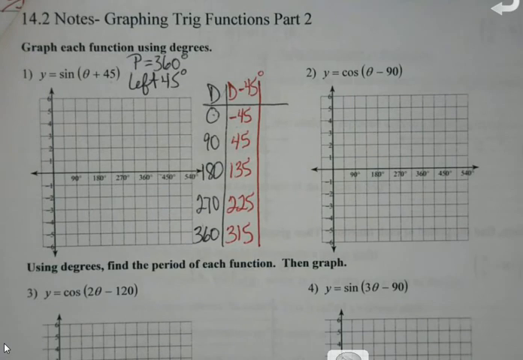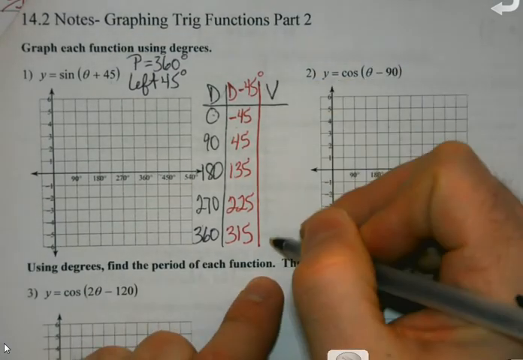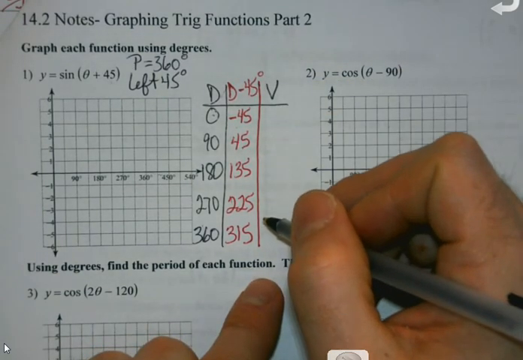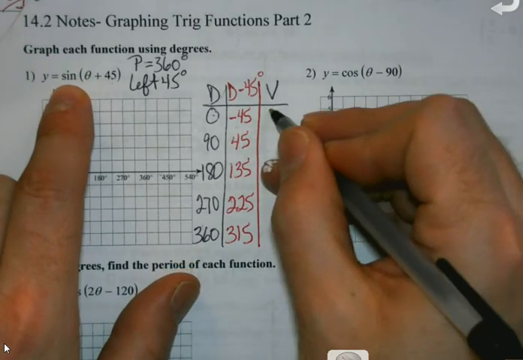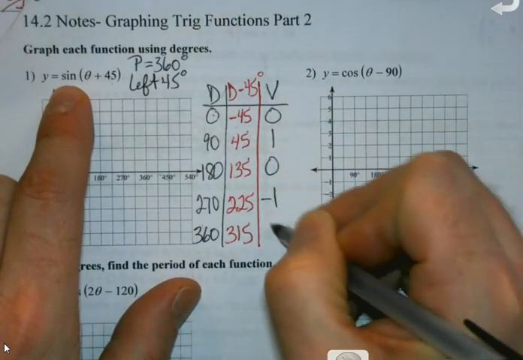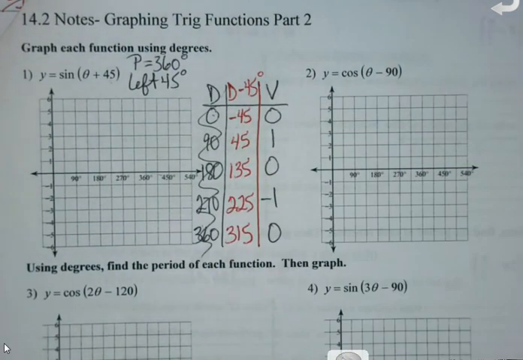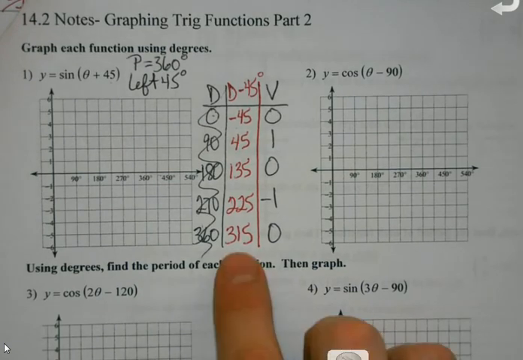Now, I didn't change my period at all. I didn't have an amplitude change. So what are my values going to be? When we start at sine, we start at 0, 1, 0, negative 1, 0. And once I get that set, I'll wipe out the old degree measures so I'm not tempted to wonder which ones to use. These two.